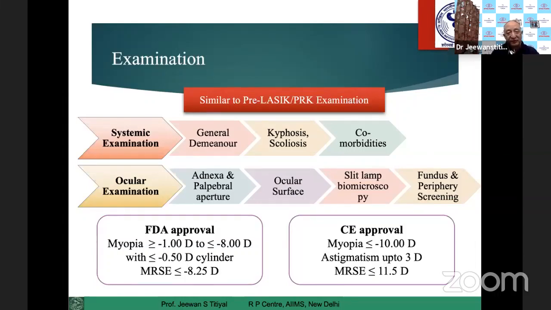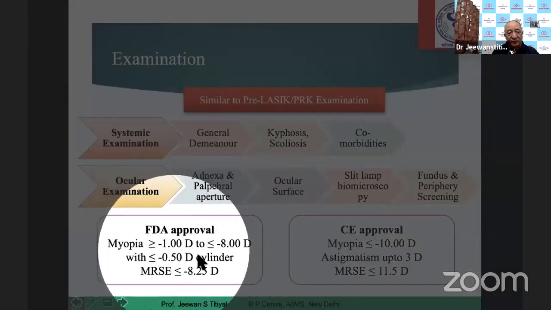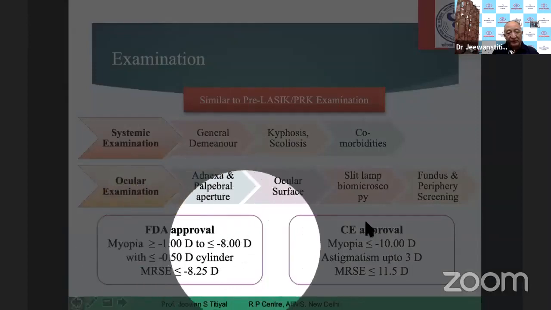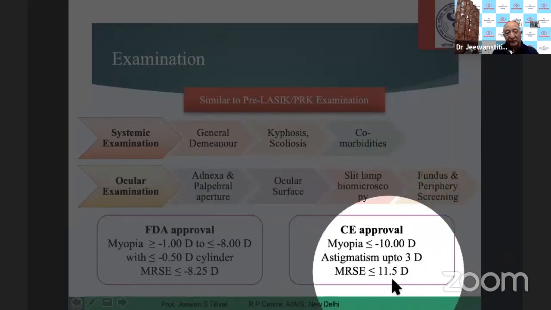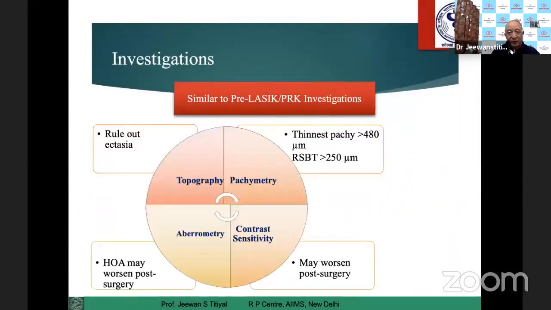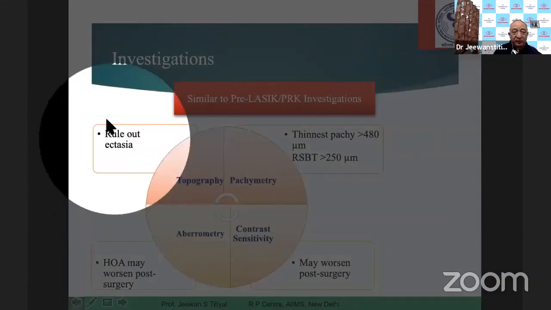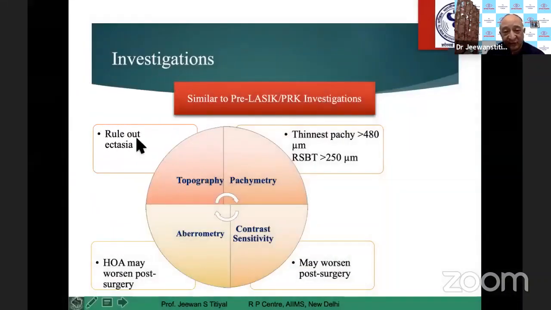Systemic and ocular examination is similar for LASIK, PRK, and SMILE. The FDA approval for SMILE would be up to less than -8 diopter, but if you see the CE approval, it is almost up to 10 diopter, 3 diopter cylinder. It can be corrected by a SMILE procedure also, not for hyperopia just yet. These are various topographic indices which should be taken before you look into suitability for patients. First of all, do a good topography, rule out hidden ectasia, forme fruste keratoconus in these patients.